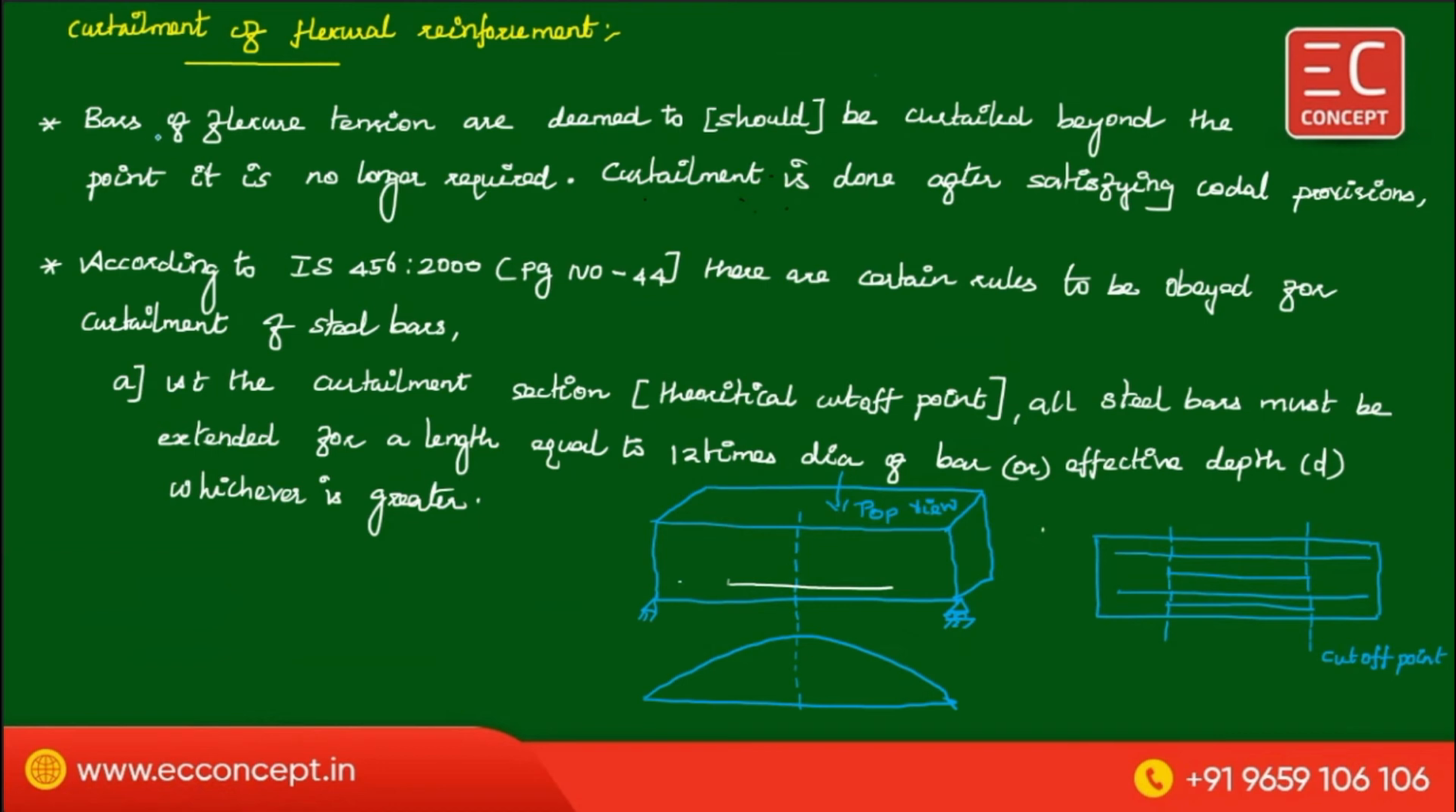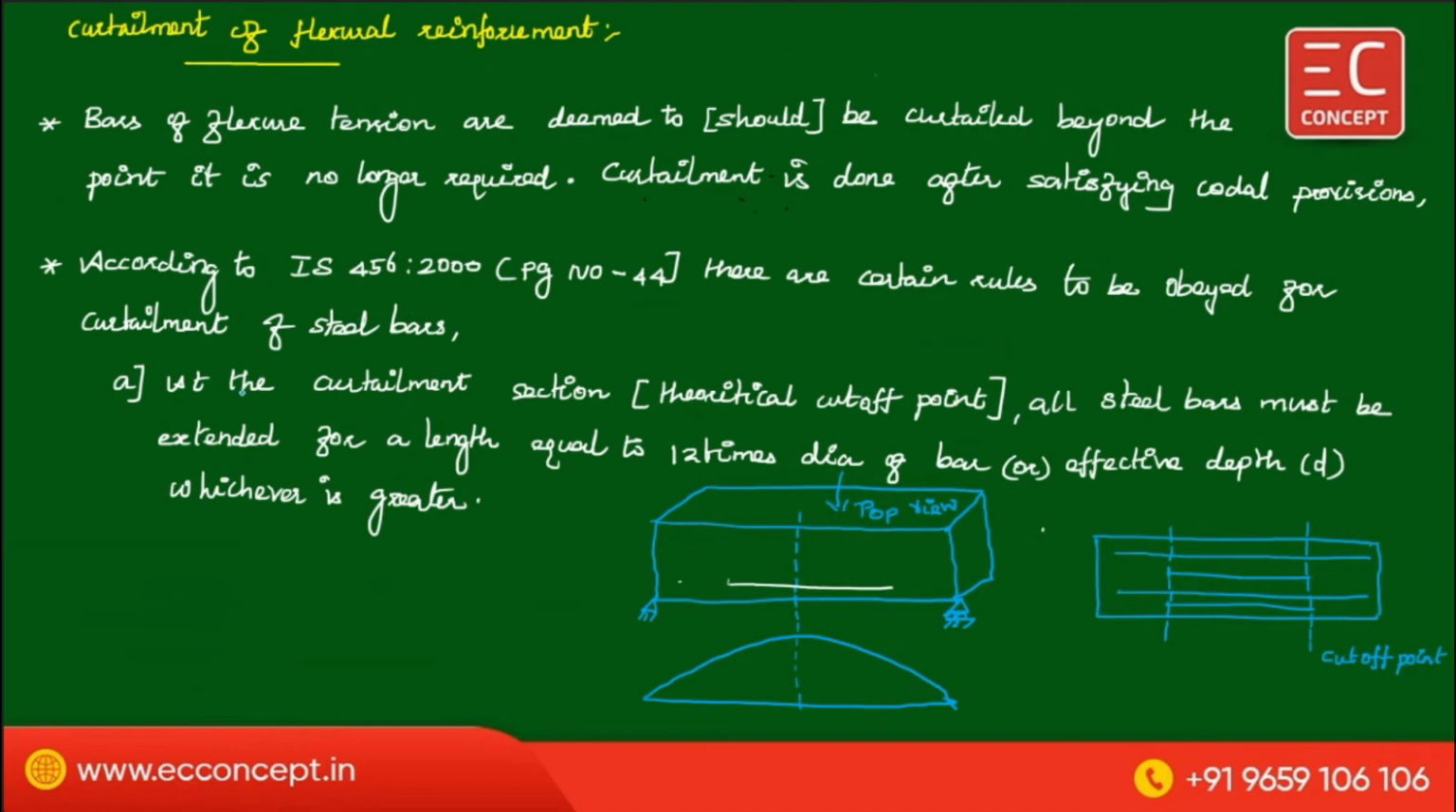Now see, bars in flexural tension are deemed to be curtailed or cut off beyond the point where they are no longer required. Beyond this point, it is not required. Curtailment is done after satisfying the codal provisions. Very, very important. According to IS 456-2000, there are certain rules to be obeyed for curtailment of steel bar.